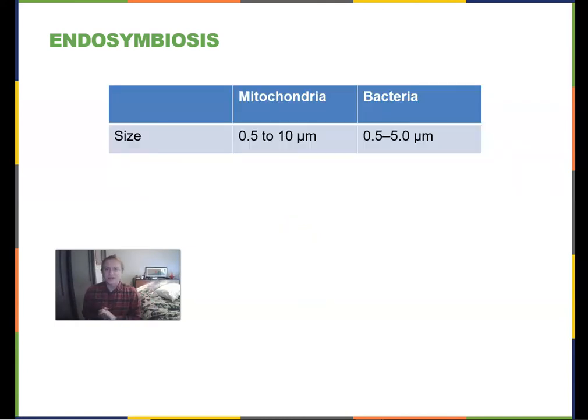So just thinking about a general size comparison, bacteria and mitochondria are very, very similar in size. This is a bit of a generalization. Bacteria actually can get quite large, but in general, this is the size range where you're going to find a vast majority of them, and you can see they're very similar in size to your mitochondria.